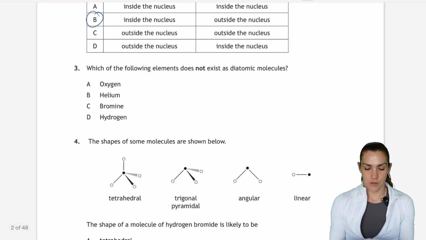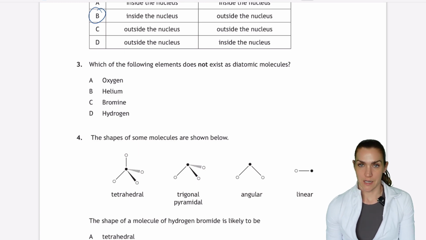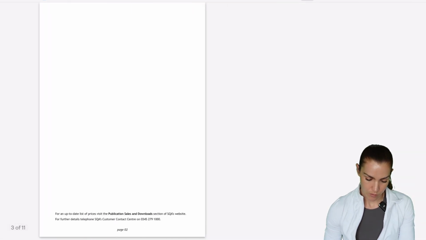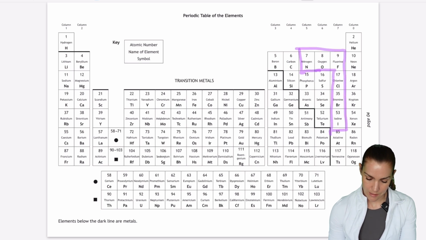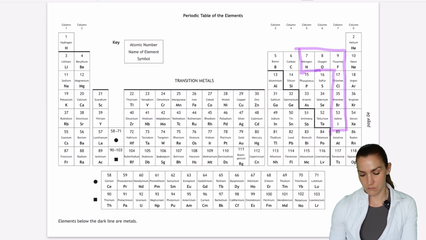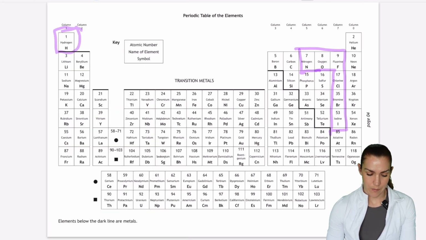Question 3, which of the following elements does not exist as diatomic molecules? So you just need to know which elements are diatomic elements. If we go to the periodic table, you can remember them as, if you start from number 7, draw a number 7, down to iodine, and that gives you 6 of them. And then the other diatomic element, the 7th one, is just hydrogen, so you just need to remember that one.